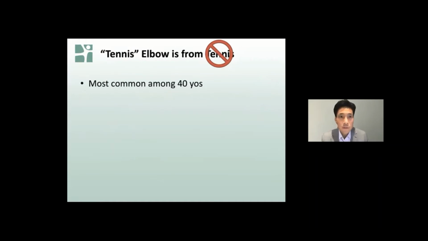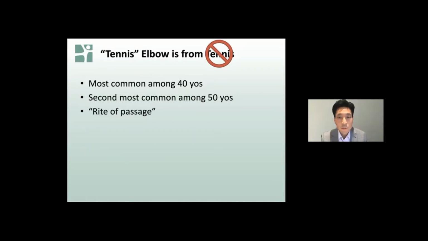So tennis elbow is, though, very common among 40-year-olds, usually 40 to 60-year-olds. That's really the age at which this starts to be a problem. It's secondly most common among 50-year-olds. And we often think of this as a rite of passage, meaning it's so common that it's very normal to have it. And it's something that happens and usually goes away. So this is how I typically explain it to patients, but it's something to think about because it normalizes this kind of pain. And also it's such a common disease. I think we almost think of it as a rite of passage.